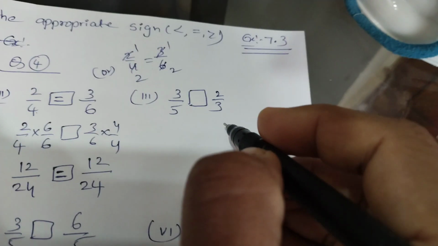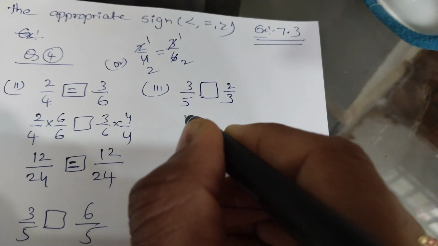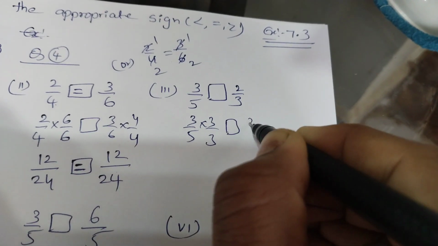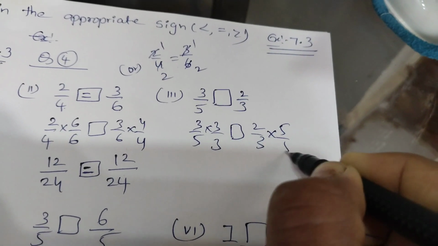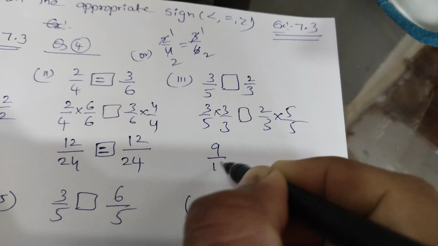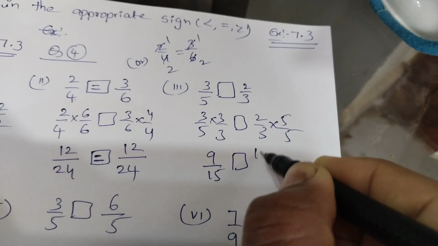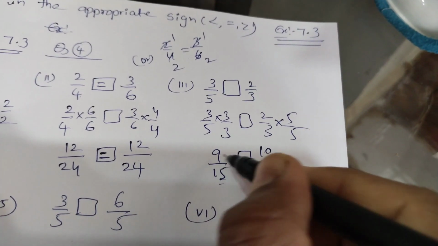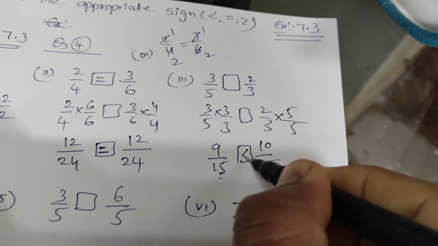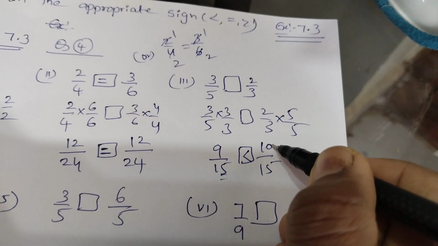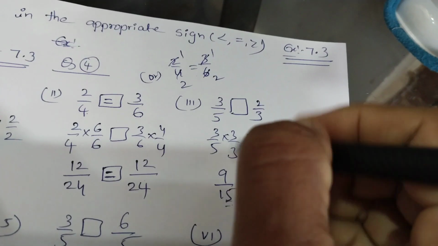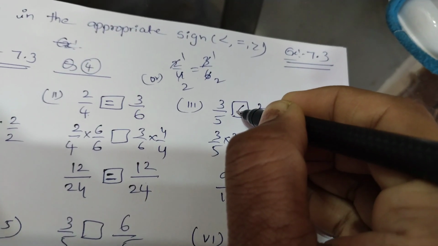Next, these fractions are unlike fractions, so we are going to convert them into like fractions. So 2 by 3 into 5 by 5: 3 3s are 9 by 5 3s are 15, and then 2 5s are 10 by 3 5s are 15. Now these are converted to like fractions. 10 is bigger than 9, so I am going to put less than. 9 by 15 is less than 10 by 15. So 10 by 15 comes from 2 by 3, and 9 by 15 comes from 3 by 5. So 3 by 5 is less than 2 by 3.